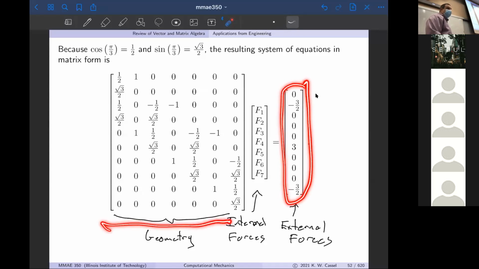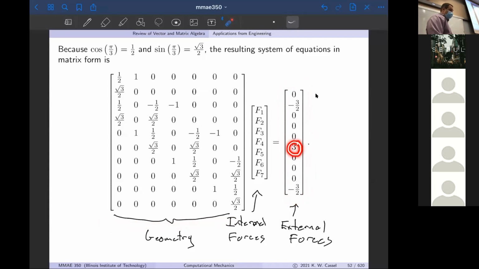A stays the same because the geometry is the same. So I could move my 3 Newton force, or I could change its value. I could move it to another node, or I could change the value itself. And that, of course, will affect the reaction forces. But all those changes only affect the B.